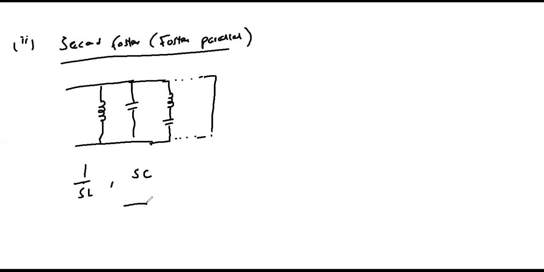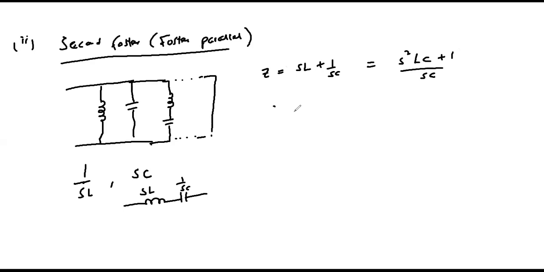Finally, if we have an inductor and capacitor in series and then in parallel with the entire network, the impedance due to the two is given by Z is SL plus 1 over SC, which you can write as S squared LC plus 1 over SC. The admittance is the reciprocal, which is SC over S squared LC plus 1.